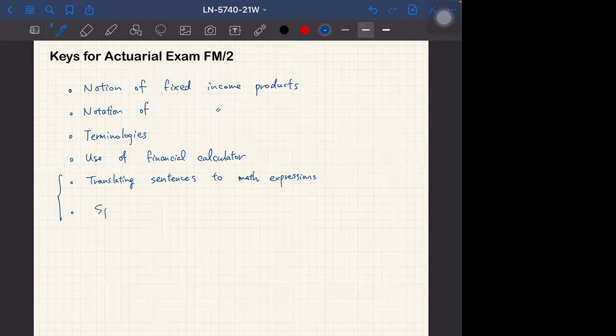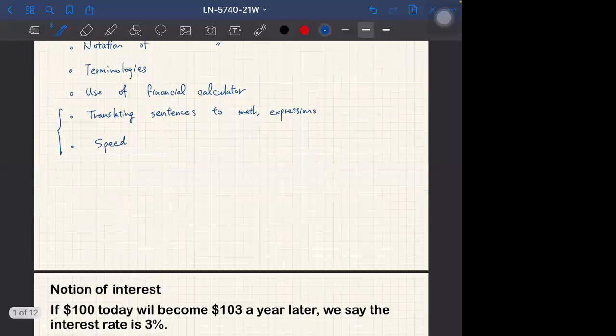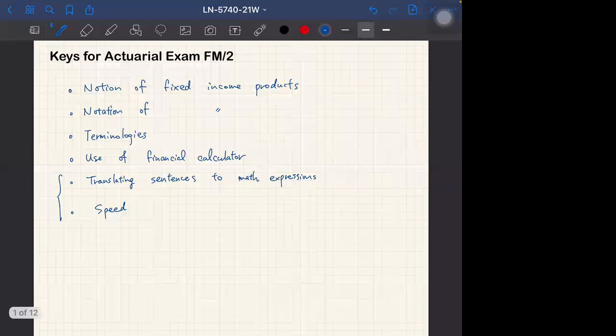And the last one is speed. This is a competitive exam, and actuary is a good occupation, so many excellent people come in. You really have to do all questions quickly. Even when I took the exam, I didn't really have enough time. I barely finished all questions, but you don't have much time. So these are the six key factors for actuarial exam FM2.